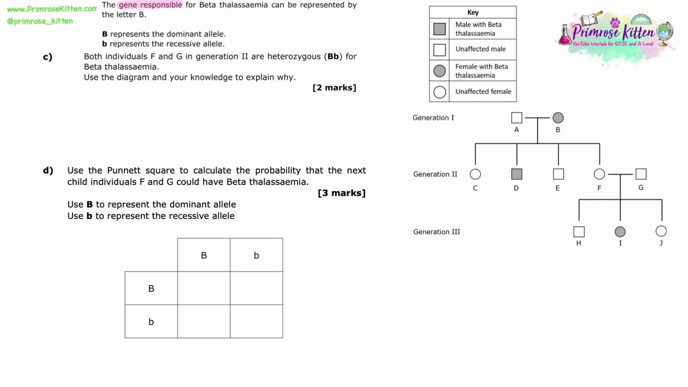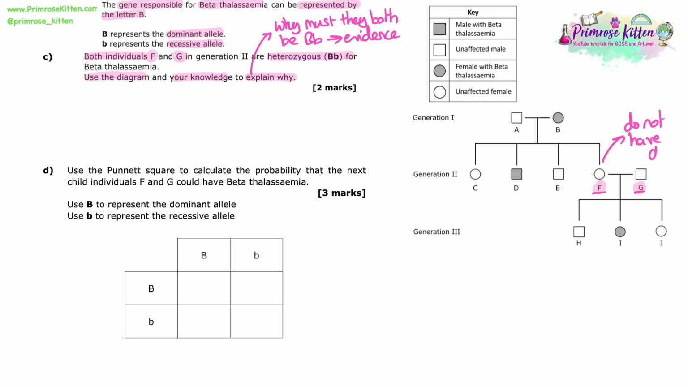The gene responsible for beta thalassemia can be represented by the letter B, capital B. Capital B represents the dominant allele and little b represents the recessive allele. Both individuals F and G in generation 2 are heterozygous for beta thalassemia, so they have big B, little b. Use the diagram and your knowledge to explain why. So we need to be able to explain why they must both be big B, little b, or heterozygous, and what evidence we can get from the family tree.